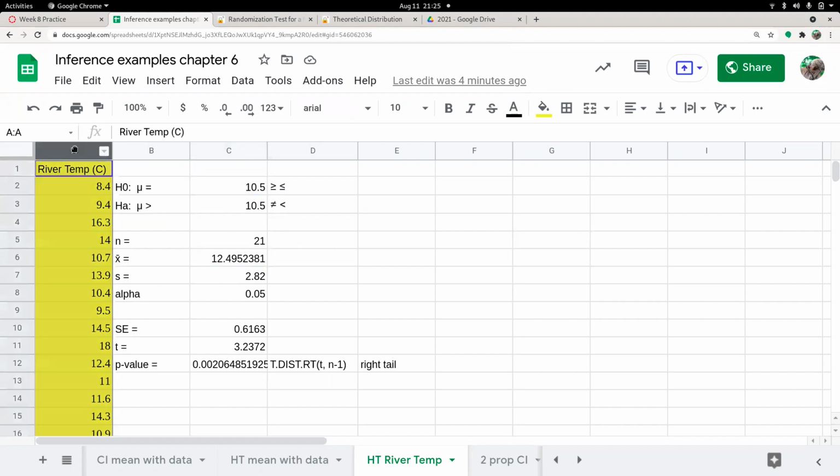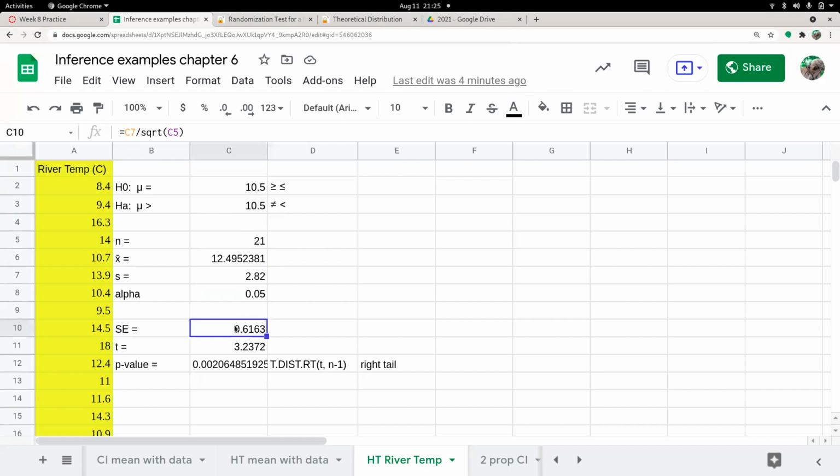For this particular sample in column A, the standard deviation is 2.82. I'm going to go with the standard 5% significance level to test whether this is a significant difference from what was expected.